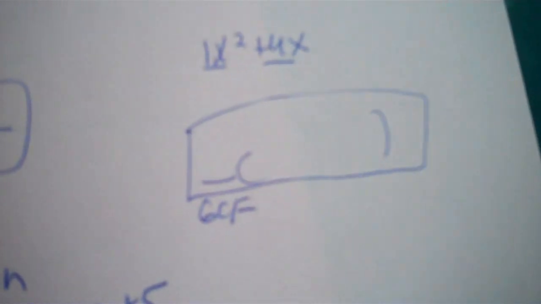Now, x to the second plus 4x, okay? That's a binomial. There's 2 terms, so it'd be GCF and DOPS, okay?